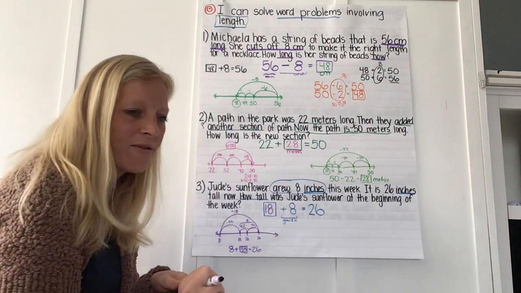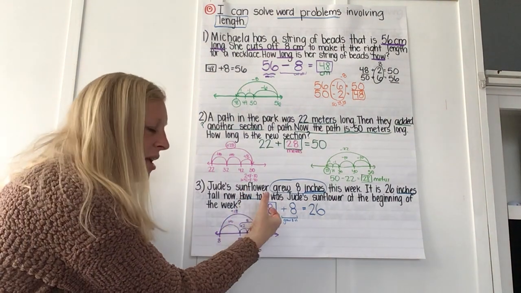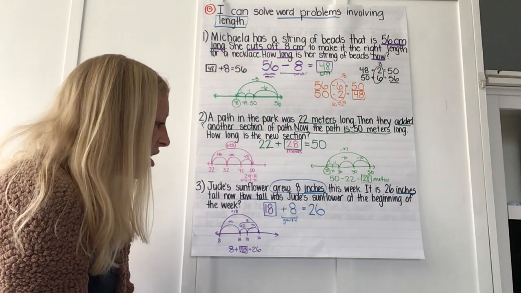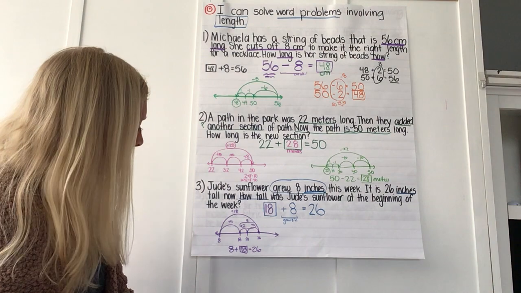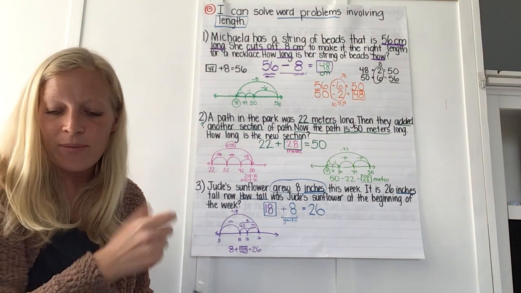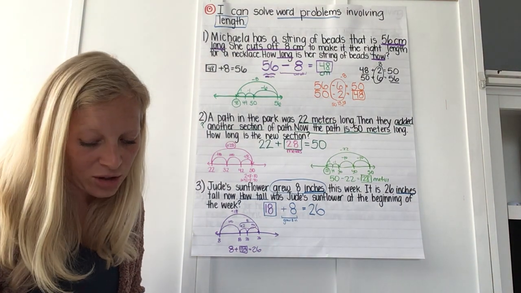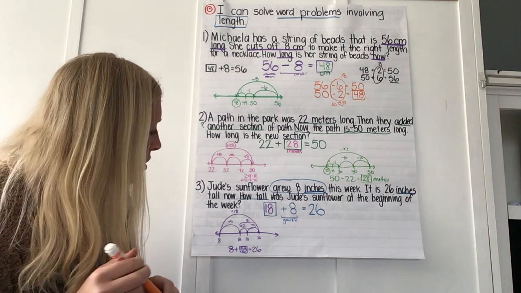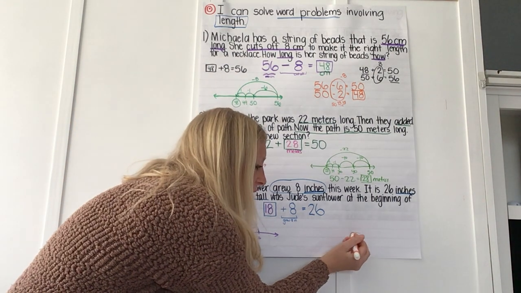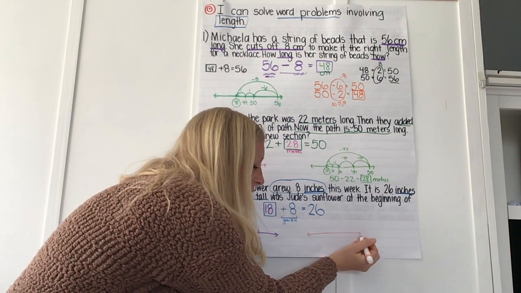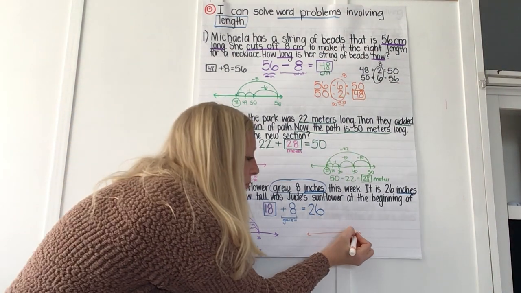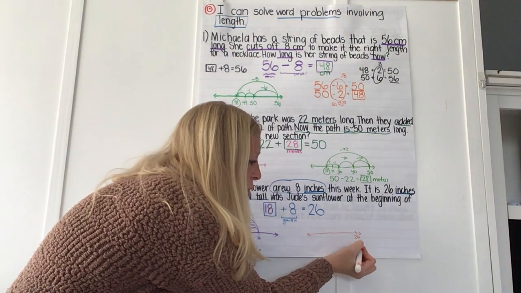Anybody else solve it that way? Flip-flop those two addends, starting with 8 instead of the unknown. We didn't know where to start. We know we can flip-flop those addends, and that the answer will be the same. Okay? Somebody else did something a little different. What did you do differently? Why did you start at 26?